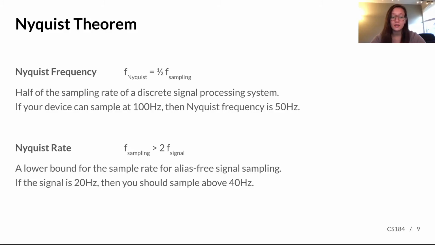And the Nyquist rate is just the opposite of that. For a given frequency of a signal, this will tell you how much sampling you need to do. So say you have a signal that is 20 Hz, then you need to sample at least 40 Hz or above. Actually just above.